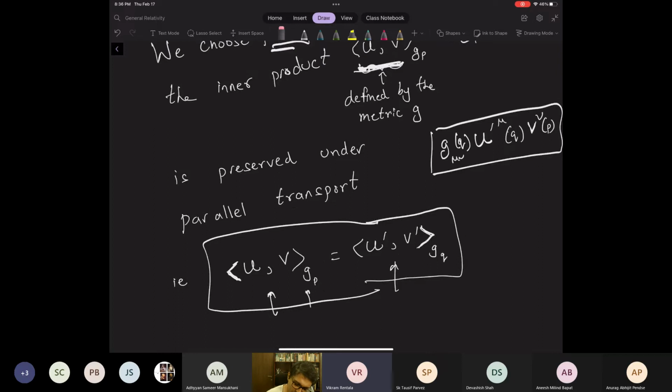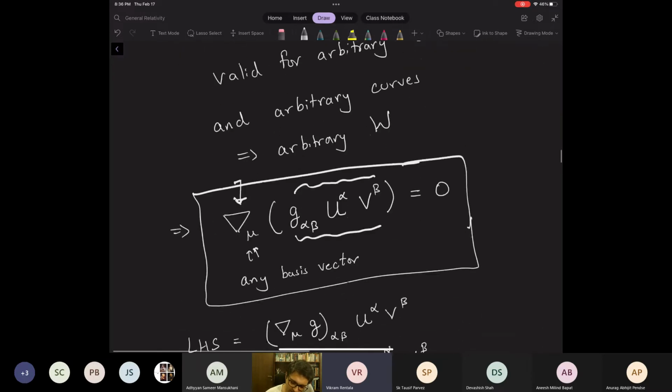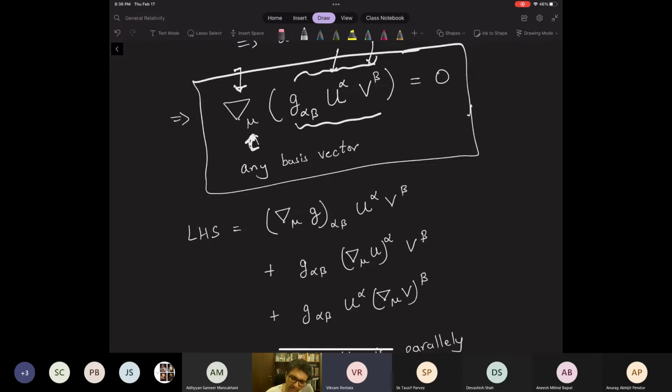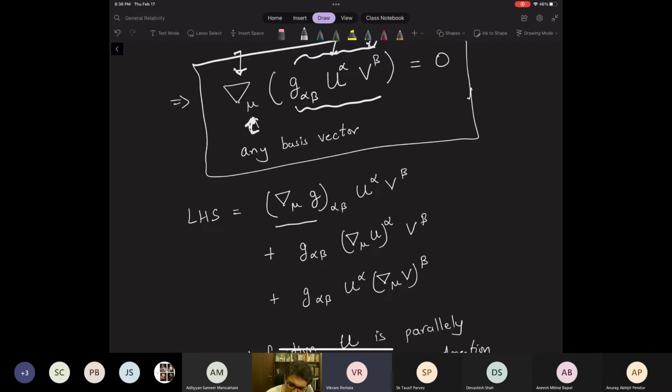Now, this is g prime at q, where g prime at q is g at p parallelly transported to q. So now you demand this is true for any u, v, and any component mu. So you demand that this is 0. So in components, what you get is the covariant derivative. This covariant derivative, again by the Leibniz rule, first acts on g, doesn't act on u, v. Then it acts on u, but doesn't act on g, v. Then it acts on v, but doesn't act on g or u.